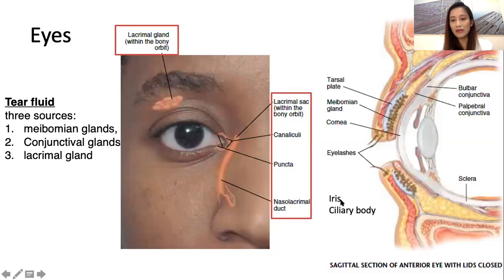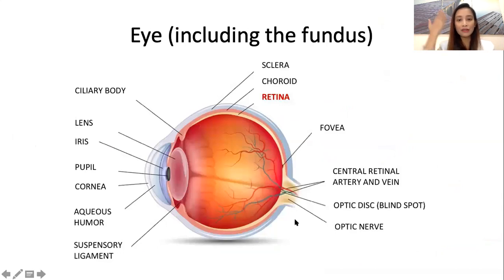Here you can see also your iris. The iris adjusts the size of the pupils. It makes it bigger or smaller. And the ciliary body here adjusts the thickness of the lens. If you cut the eye into sections like that, you will see the anterior chamber and the posterior chamber, which are filled by a clear liquid called the aqueous humor. This is your retina, your choroid, your sclera, and there's of course your lens, your pupil, and the iris that controls the diameter of your pupil.